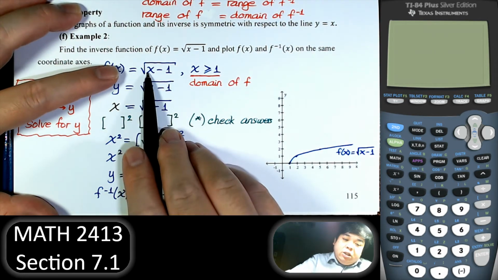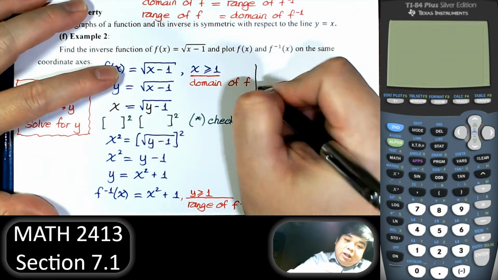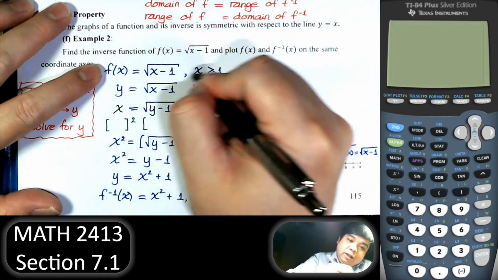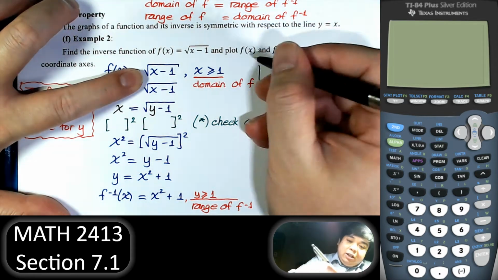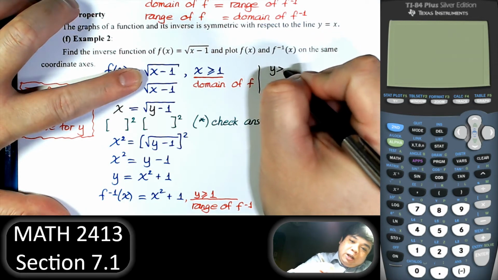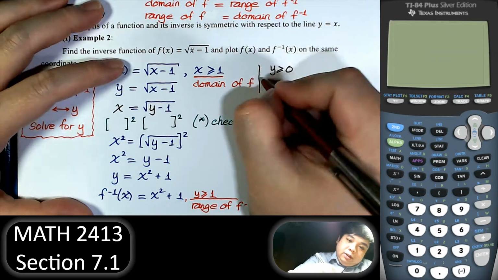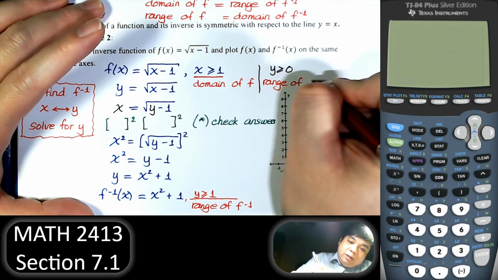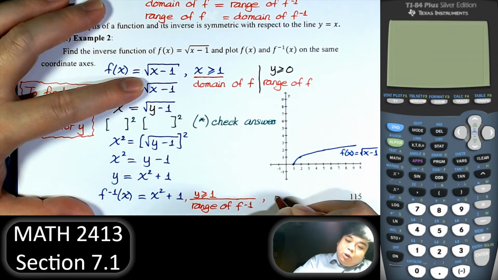So the function is square root of x minus 1, x greater than or equal to 1. So that is the domain of the function. But what is the range? The graph of square root of x minus 1 is going to be greater than or equal to 0. So that is the range of the function. The range of the function, which is the domain of the inverse.